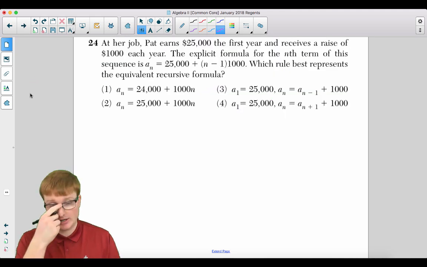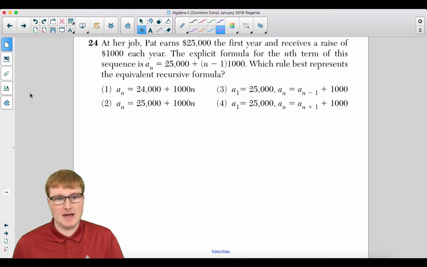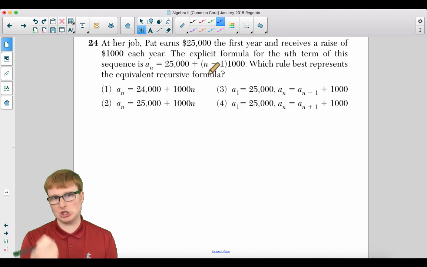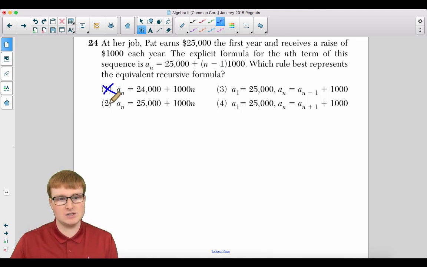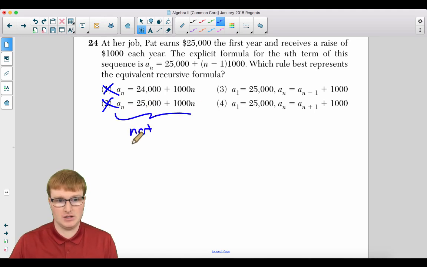Moving on to the last question, number 24. At her job, Pat earns $25,000 for the first year and receives a raise of $1,000 each year. The explicit formula for the nth term of the sequence is a sub n equals 25,000 plus n minus 1 times 1,000. Which rule best represents the equivalent recursive formula? Recursion means that they have to give you the first term and then give you a formula. Choices 1 and 2 show explicit formulas. These are not recursive because they don't give you the first term.